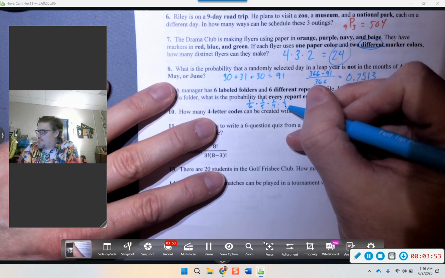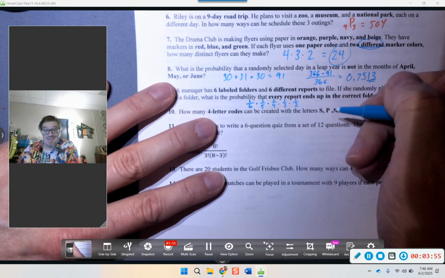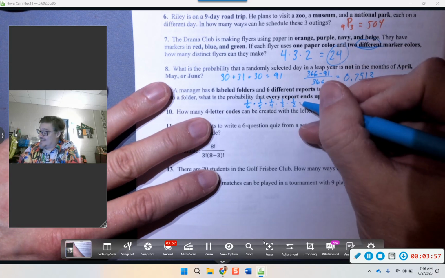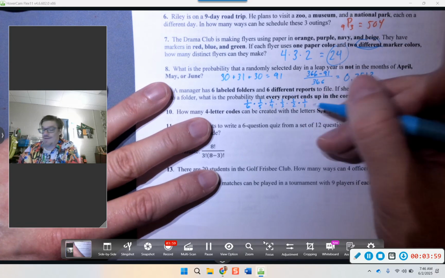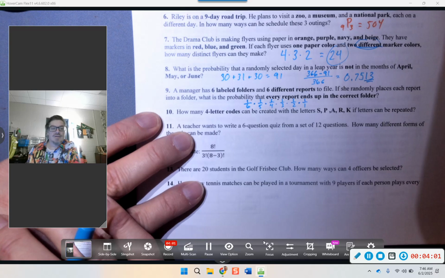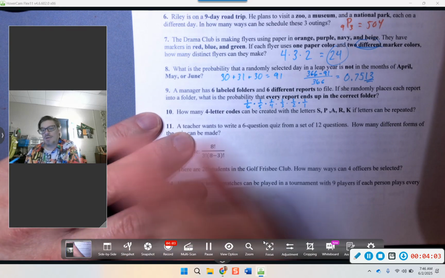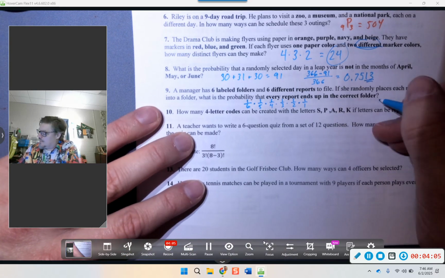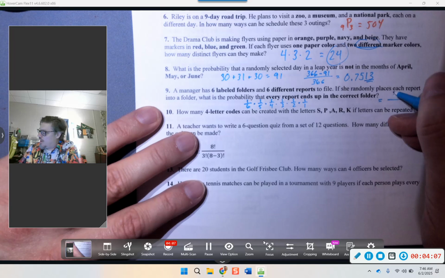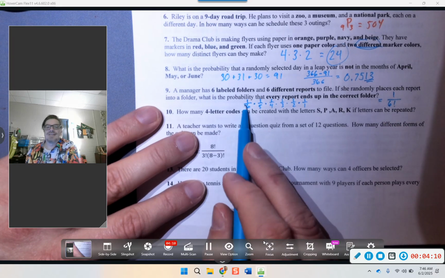You got a 1 in 3. You got a 50-50 chance right there at the second to last, and then you don't have a choice. You have to put it in that last folder. So right there, multiply this, and you're going to get, let me write this over here, 1 over 6 factorial. That's exactly what we got here.